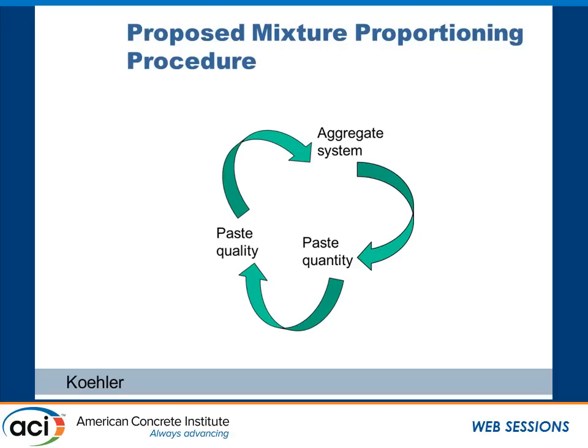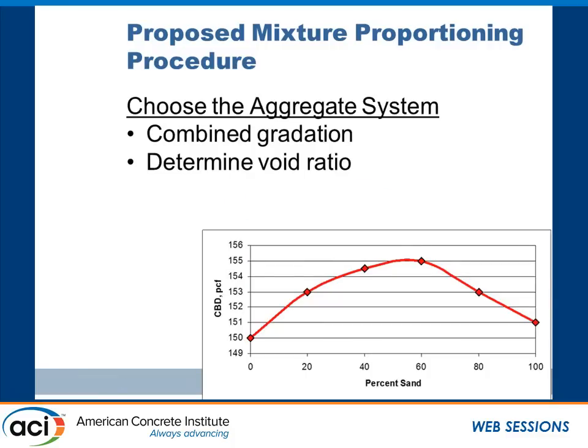Figure out the aggregate system. There's a black art in getting that one right. Then figure out the quality of the paste. That one's actually pretty easy. That's what's in the spec, or in a good spec, anyway. Then we put the two together and figure out how much paste we need to put into the aggregate system to get the mixture that we want. And this was the basis of his PhD. So let's look at the details.